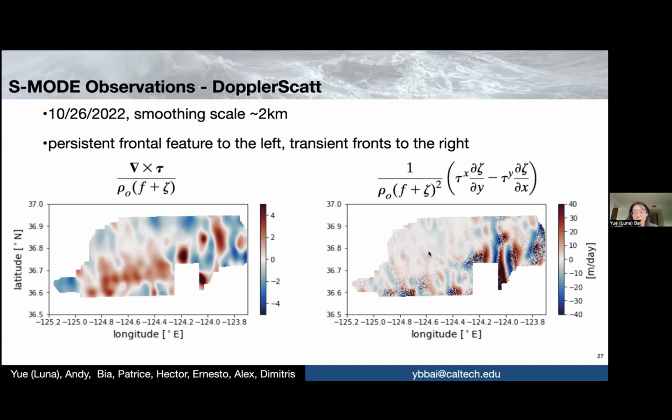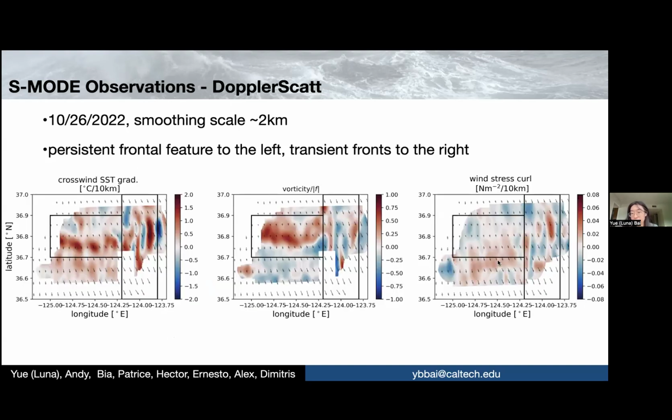But if we just look at the general features of what's going on for the linear Ekman vertical velocity, in this snapshot we can see that the magnitude is a lot stronger than at least what we see in the LLC simulation. But the structure or distribution of this linear Ekman vertical velocity is very consistent with the structure of what we see from the wind stress curl, or like a reverse structure of the vorticity.